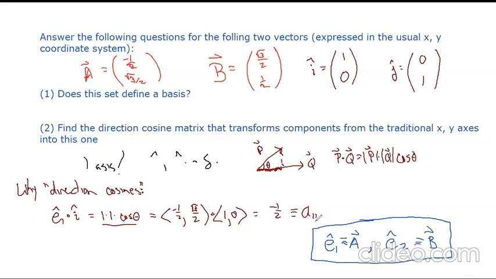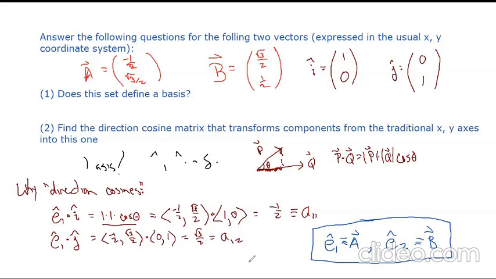So old basis 1, new basis 1. And then likewise, e1 dot j, which would be (-1/2, √3/2) dot (0, 1), picking up the second component, √3/2. That would be new basis 1, old basis 2, so that would be A1,2.